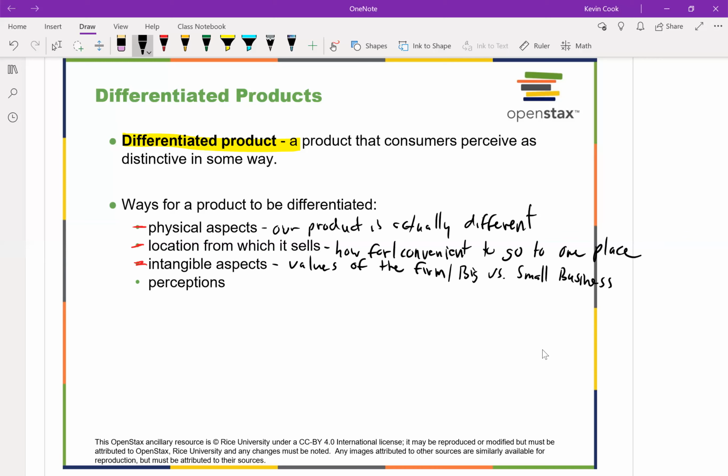And the other side of this intangible aspect that could be a little harder to tell is that even within your stores, it can often be hard to tell if it is a smaller or larger business.